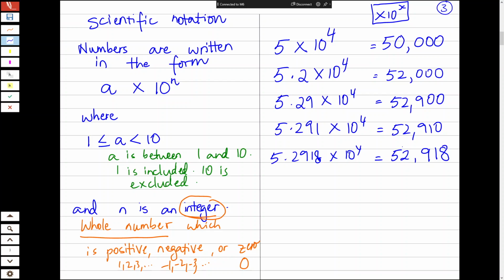So your first digit at the front is going to determine the first digit here. And if I want to add more, just add more after the decimal point. Okay? But please notice I haven't changed the power. The power has always been 4. Watch what happens if I change it to 5.2 times 10 to the 3, 5.2 times 10 to the 2, 5.2 times 10 to the 1, and let's go 5.2 times 10 to the 0 as well.